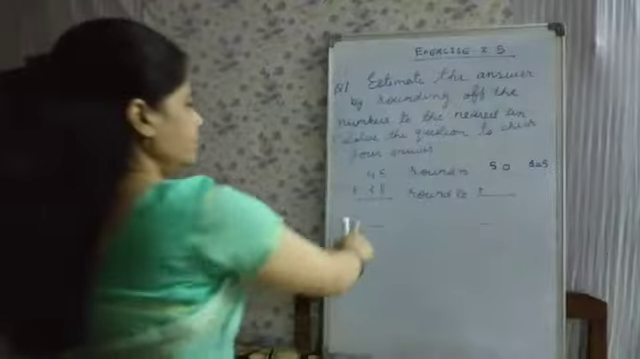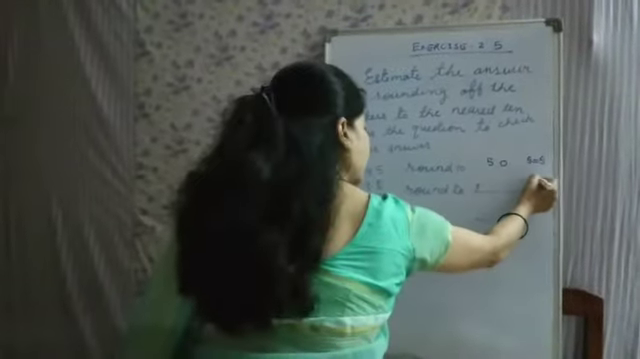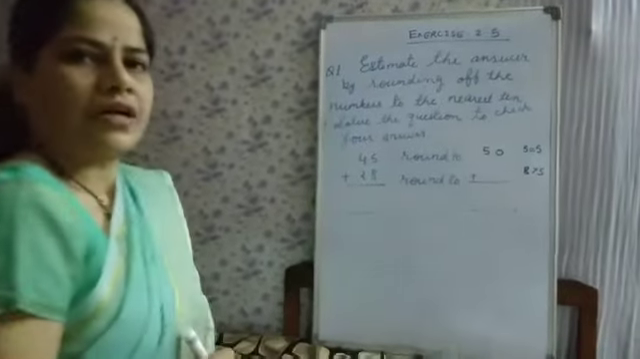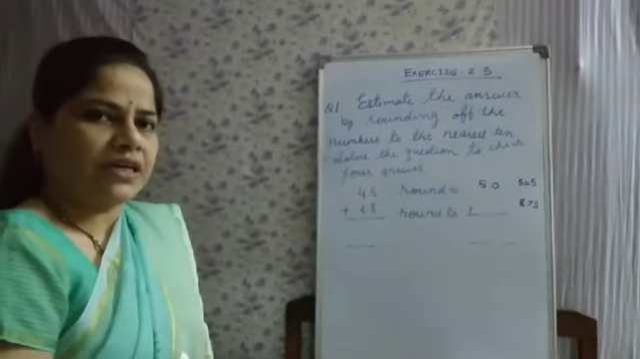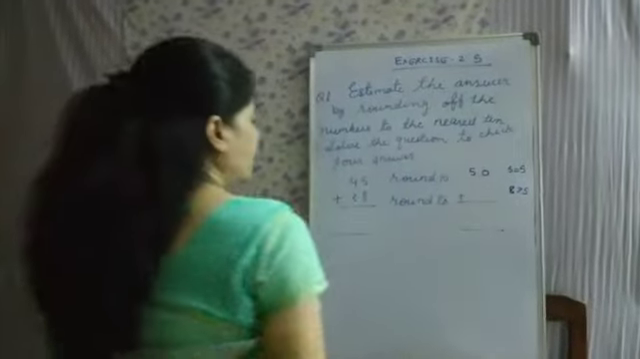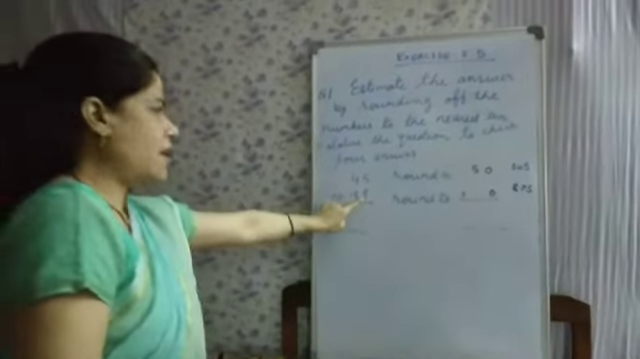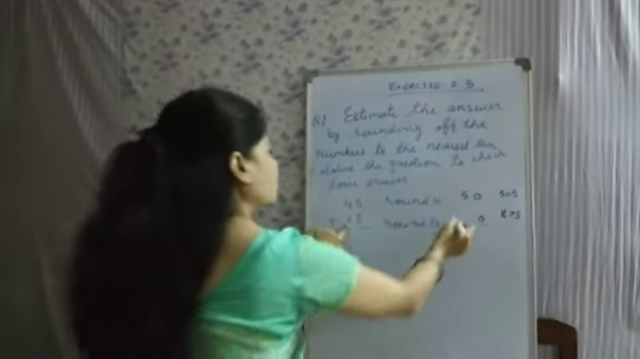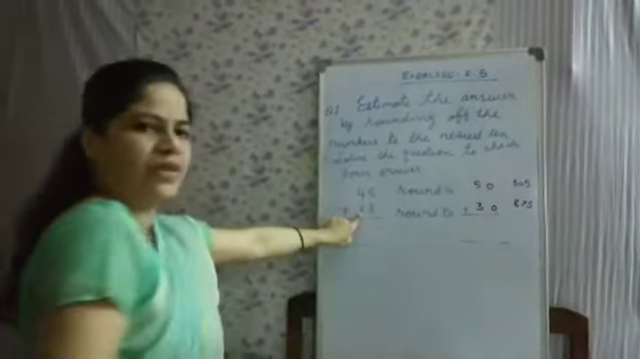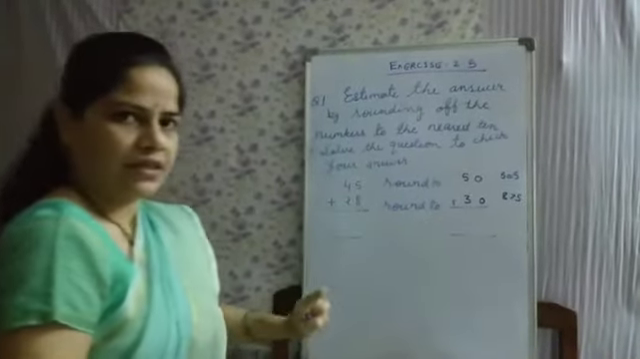So when you round off 45 to the nearest 10, what will you get? 50. Now you have to round off 28. Here 8 is greater than 5. In the greater than and equal condition, you have to do the same thing. Here 8 is greater than 5, so put 0 at the place of 8 and write the next digit of 2, which is 3. So when you round off 28 to the nearest 10, you will get 30.